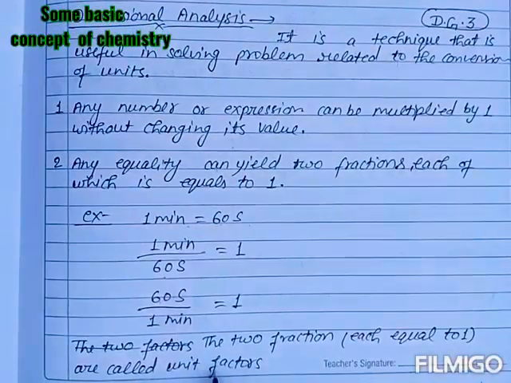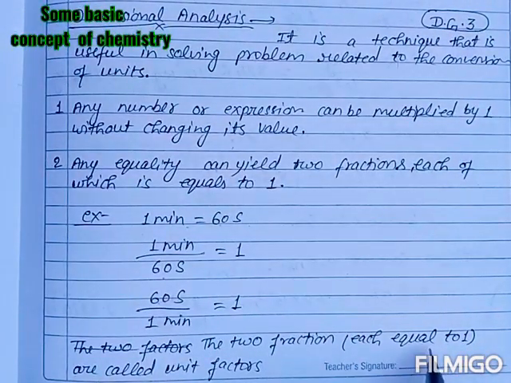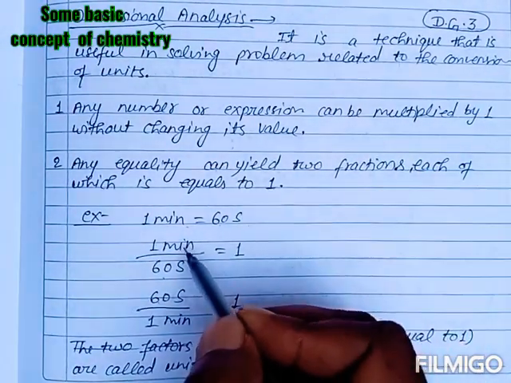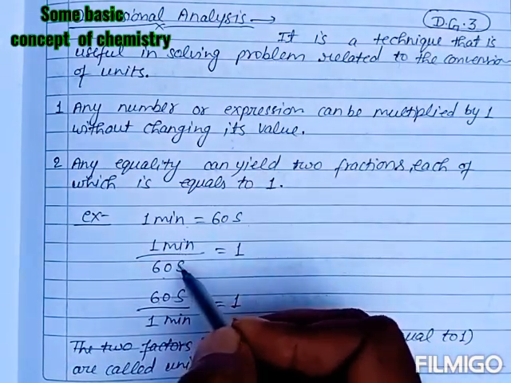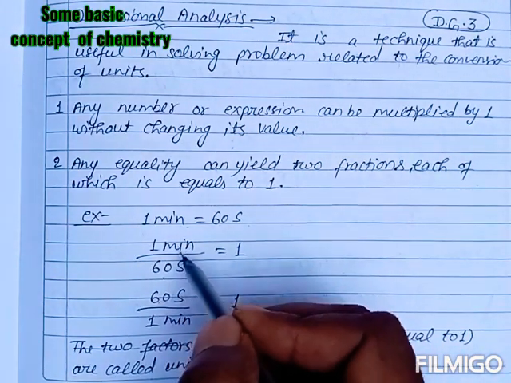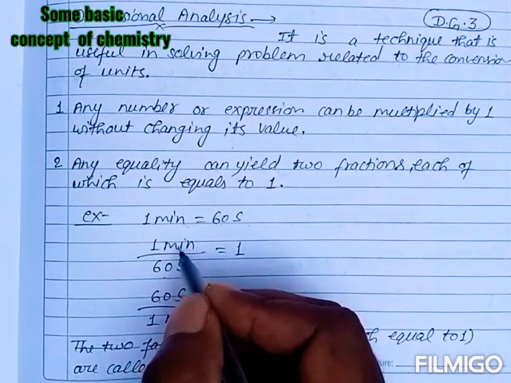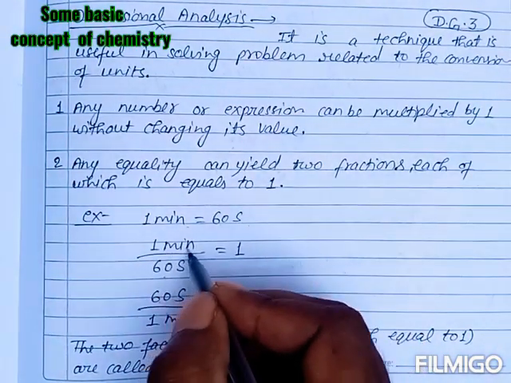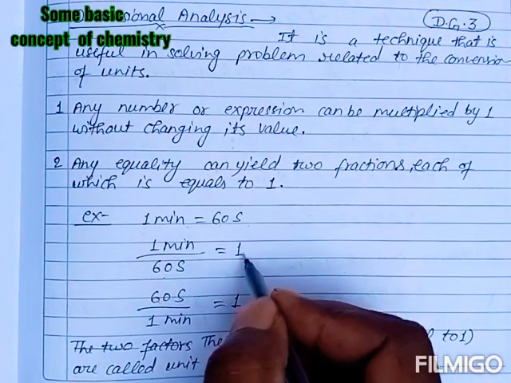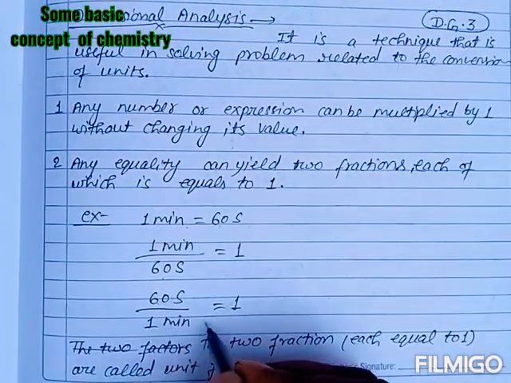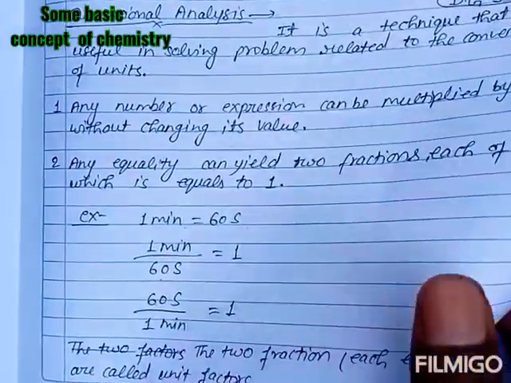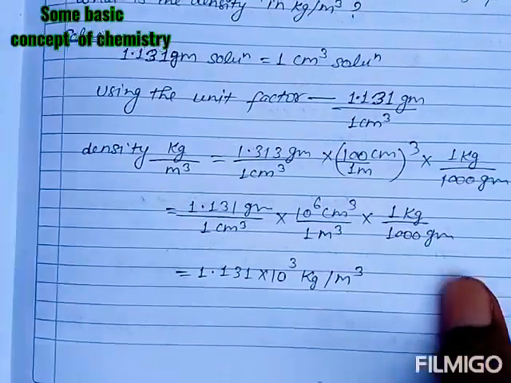That is, the two fractions each equal to 1 are called the unit factor. 1 minute divided by 60 second is equal to 1, even though the units are different, because their values are equal. Always it is constant. So 1 minute divided by 60 second is equal to 1, or 60 second divided by 1 minute is equal to 1. Okay, these are called the unit factor.